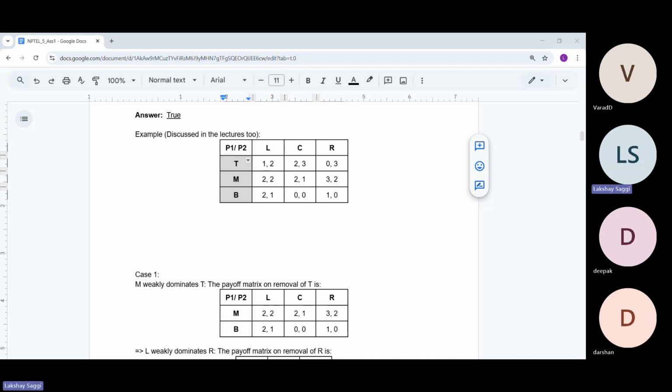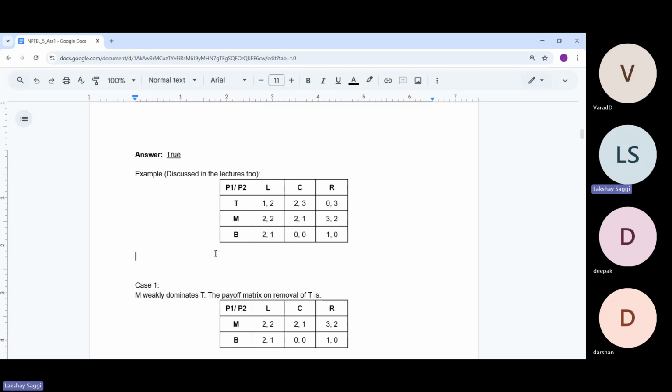Okay, so Darshan is also typing something in chat. Okay, so Darshan is asking to explain case one.